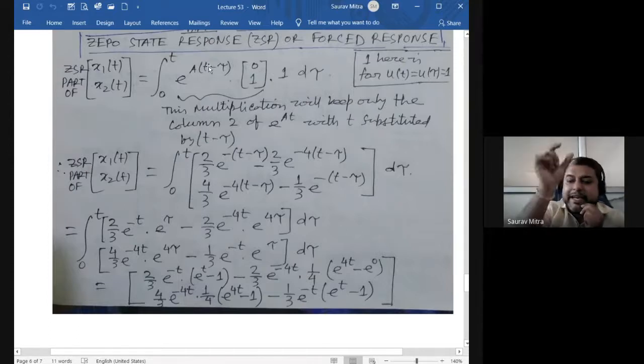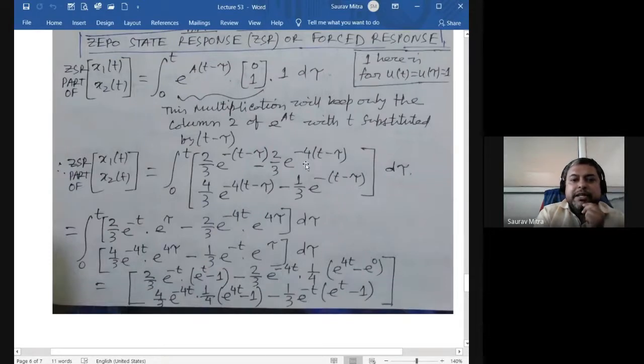That means only the second column of the e raised to (t minus tau) that you have to take. And here again there is t, there is tau. So I have written it like this: 2 by 3 e raised to minus t I have separated, and 2 by 3 e raised to tau. So this whole 2 by 3 e raised to minus t is a constant. In the second term, minus 2 by 3 e raised to minus 4 tau, so minus 2 by 3 e raised to minus 4 tau is a constant.